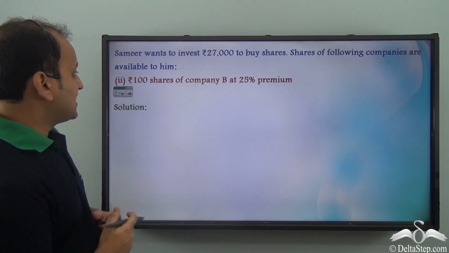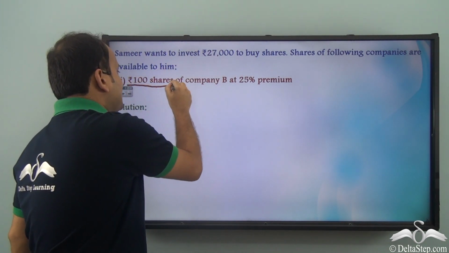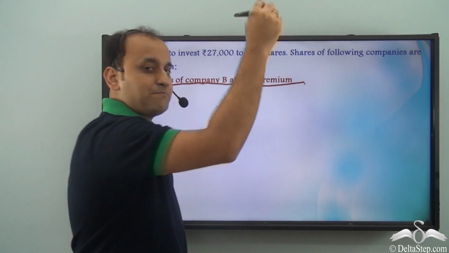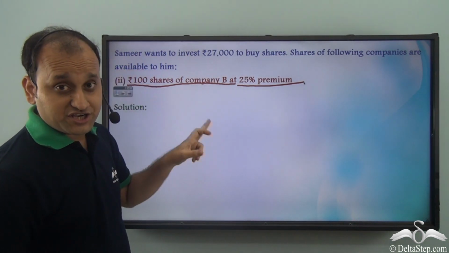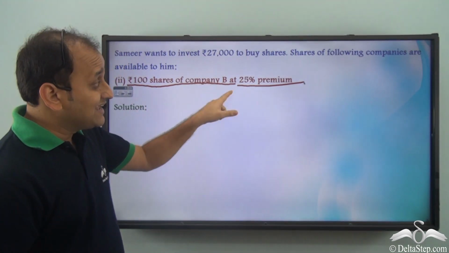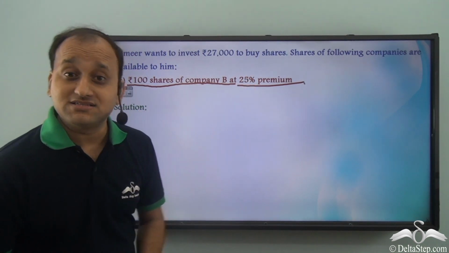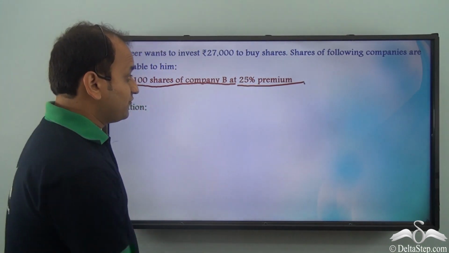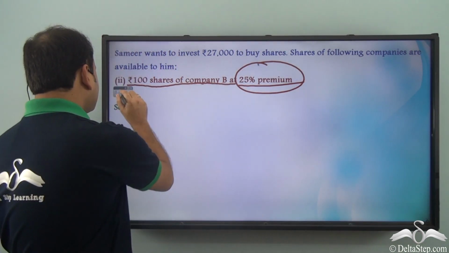Now what happens in the case of company B? Here it's rupees 100 shares of company B at 25% premium. So again it's rupees 100 shares, that is nominal value is rupees 100, but it is selling at a premium of 25%. So what will be the market value in this case? First of all, let's understand what is the meaning of this premium.